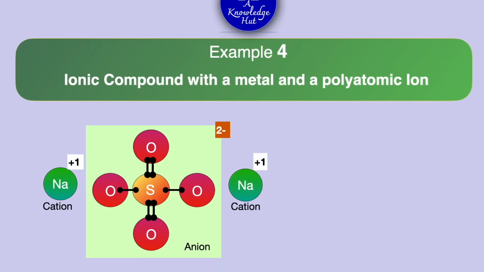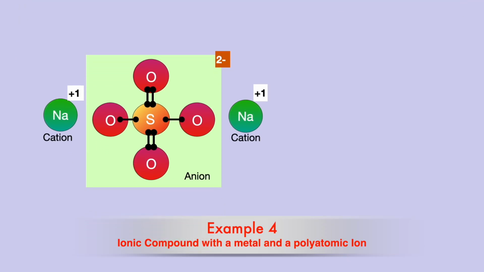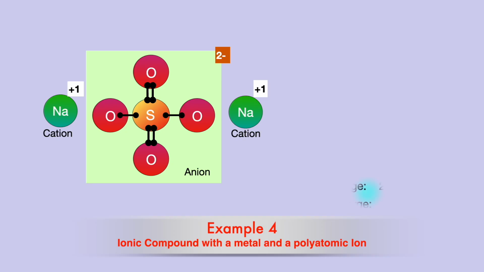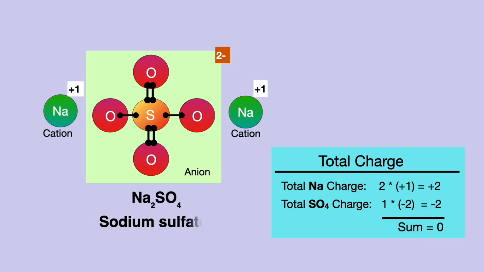In the fourth example, we have a sulfate anion with -2 charge combining with a sodium cation with a +1 charge. To create a stable compound with a neutral charge, two sodium cations combine with a single sulfate anion. The compound thus formed is Na2SO4 and it is called sodium sulfate.